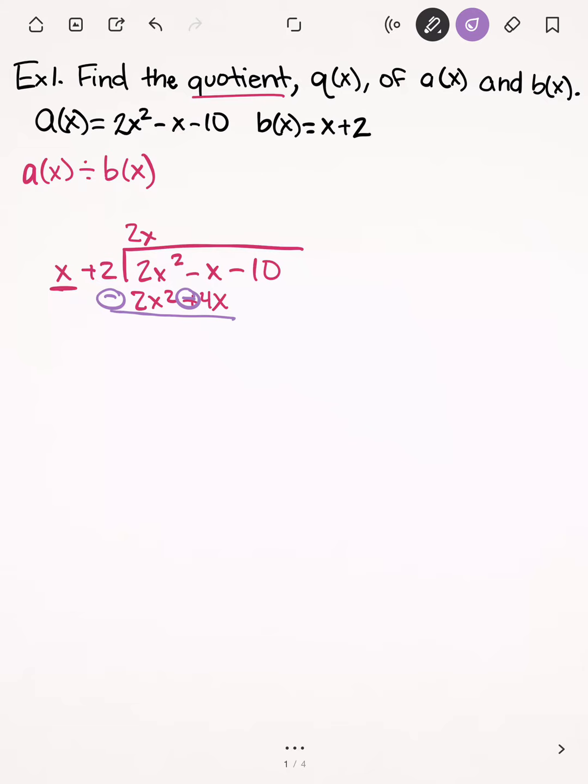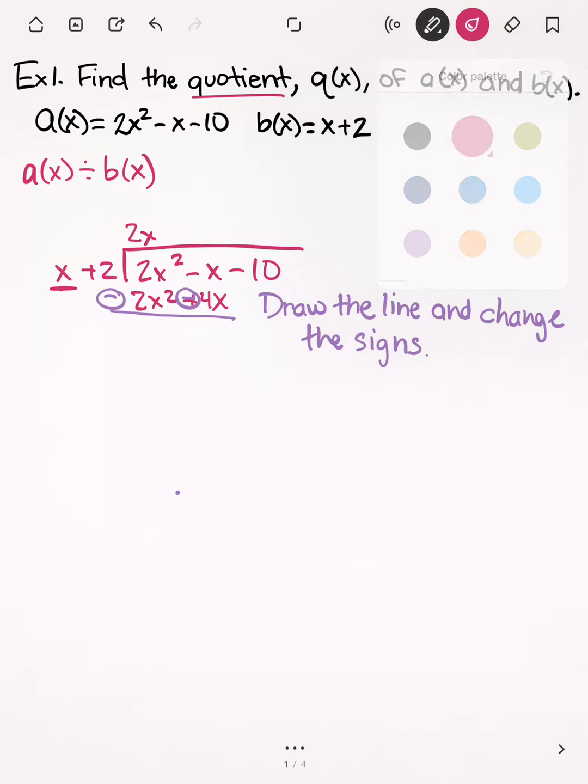Okay, I circle it that way. It stands out that I changed the sign. I'm going to write it, draw the line, and change the signs. I'm going to switch back to my normal color. And I'm going to add down.